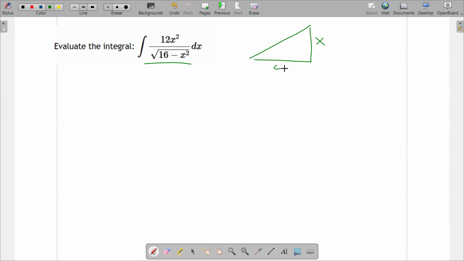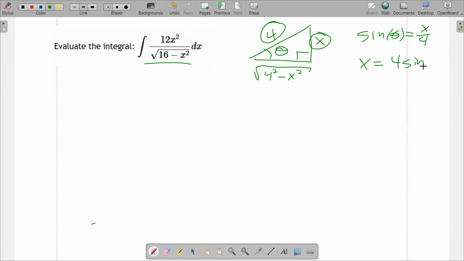16 is 4 squared, so I should let the adjacent, oops, no, I got that wrong. I should let the hypotenuse be the 4. Because then according to the Pythagorean theorem, this has to be the square root of 4 squared minus x squared. If that's theta right there, the easiest thing to pull out of this triangle is opposite over hypotenuse, which is the sine. So I know the sine of theta is equal to x over 4, so x has to be 4 times the sine of theta. That's the idea behind this method.